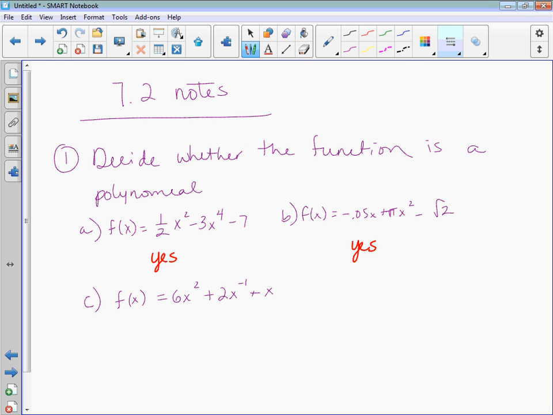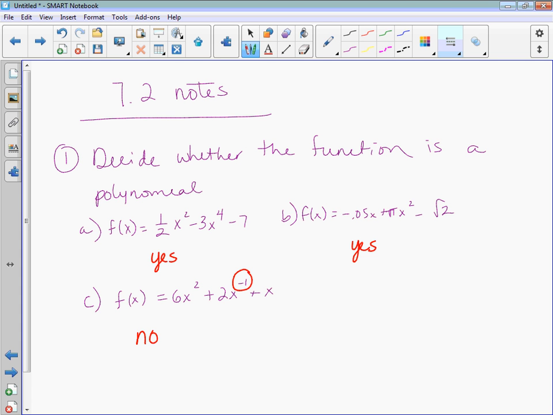What about C? No. Why is it a no? Because of this, you would have an asymptote at x equals 0. Okay, so that is not going to work. So negative exponents do not work with your polynomial functions.